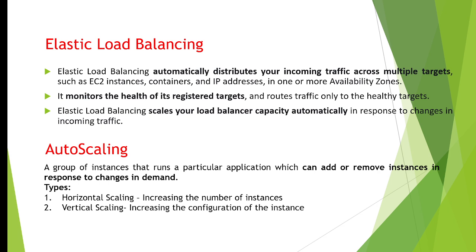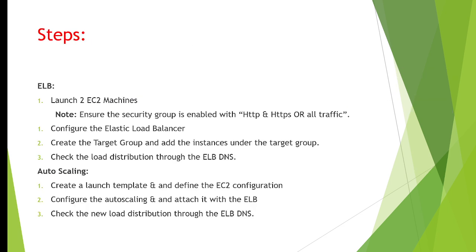And auto scaling means that you are able to add or remove instances based on the demand. There are two types of auto scaling, horizontal scaling and vertical scaling. In our exercise, I'm going to create an application load balancer with horizontal scaling. These are the steps I am going to do in ALB and auto scaling.